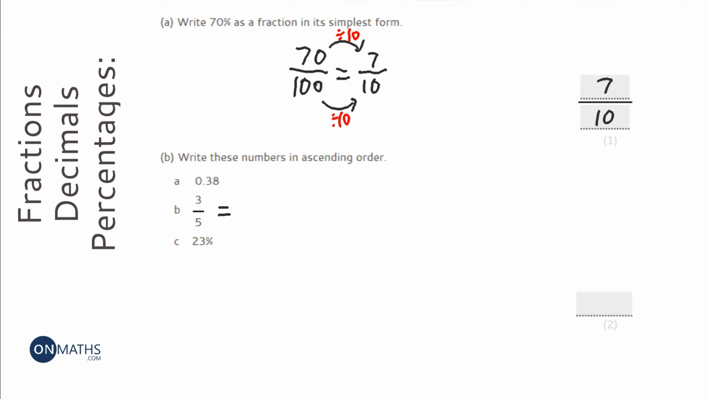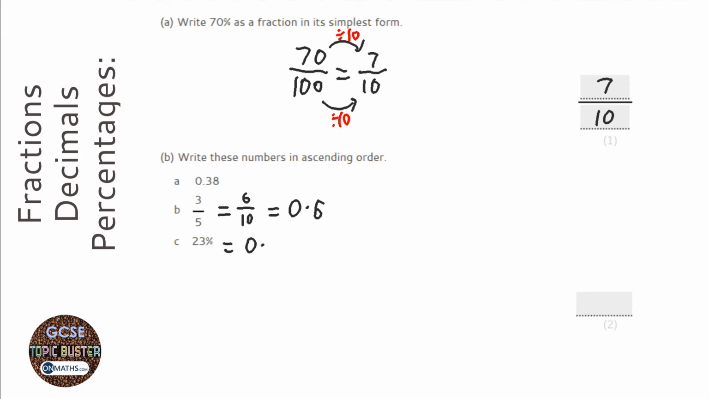Question B, now you might not know what 3/5 is as a decimal, but if we times top and bottom by 2, then we get 6/10. Now if you remember that the column after the units is the 10th column, so that's going to be 0.6 because it's 6/10. Last one, to do a percentage to a decimal is nice and easy because you just divide it by 100. So if it's 23, it's just going to be 0.23.